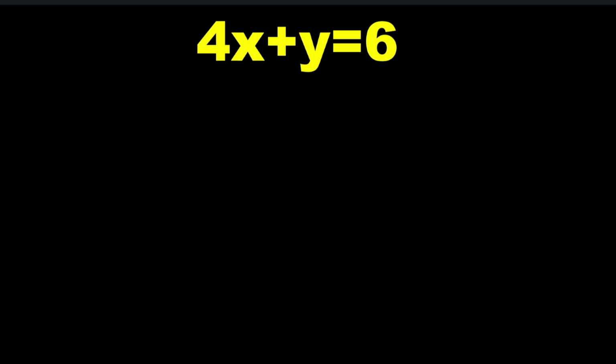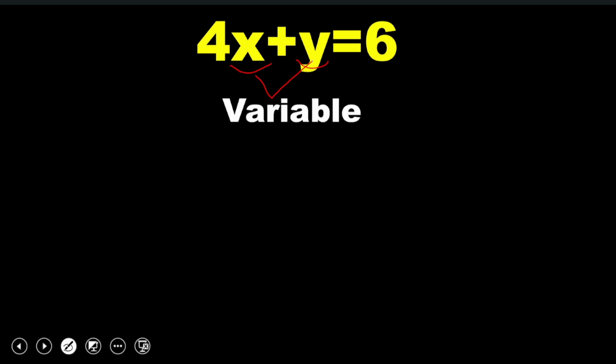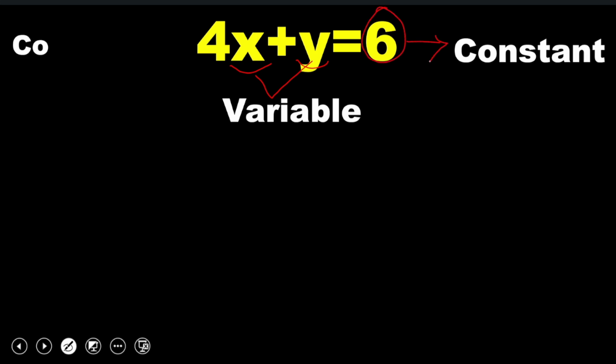Four x plus y is equals to 6. x and y both are variables. 6 is known as the constant and 4 is the coefficient. X and y variables के पास जो भी numbers होते हैं उसको हम coefficients कहते हैं. Here 4 is the coefficient of x and here nothing is there means 1. 1 is the coefficient of y.